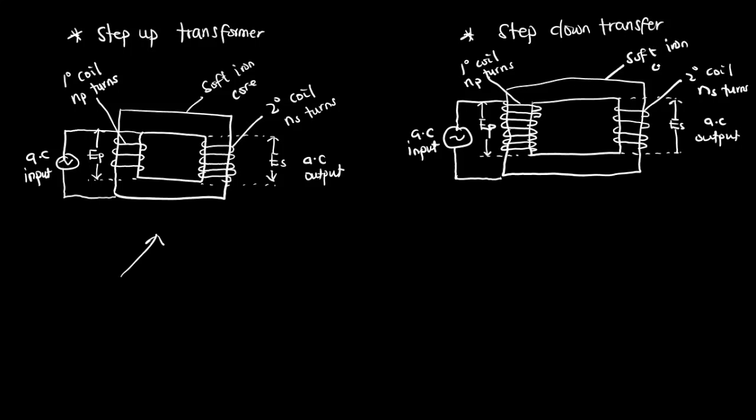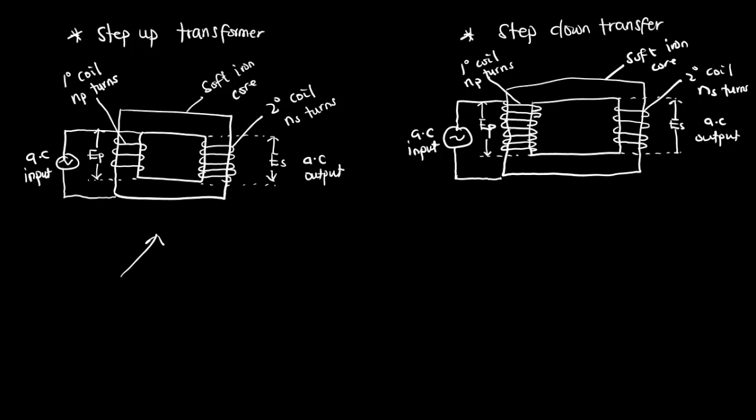So if you look at this, this is what we call a step down transformer, because the input EMF is very high, but then the output EMF, or the secondary EMF, will be very small. So since the input EMF is higher than the output EMF, we say this is a step down transformer. Are you okay? So these are the two types of transformers that we have.